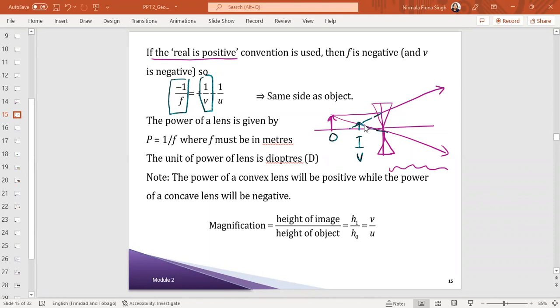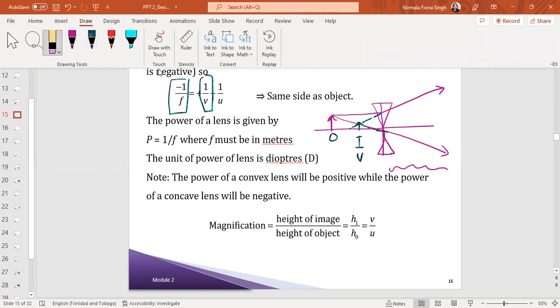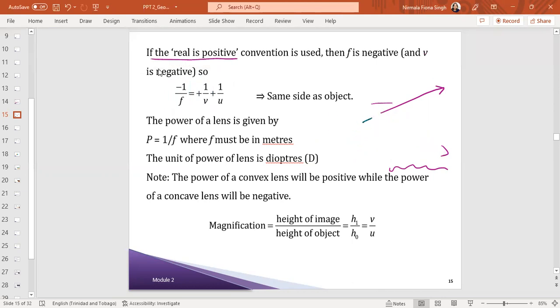Okay, so let's just go ahead and continue reading. As I said, there are two ways this equation can exist. We can either have it with F being negative or V being negative, but it cannot be negative together.